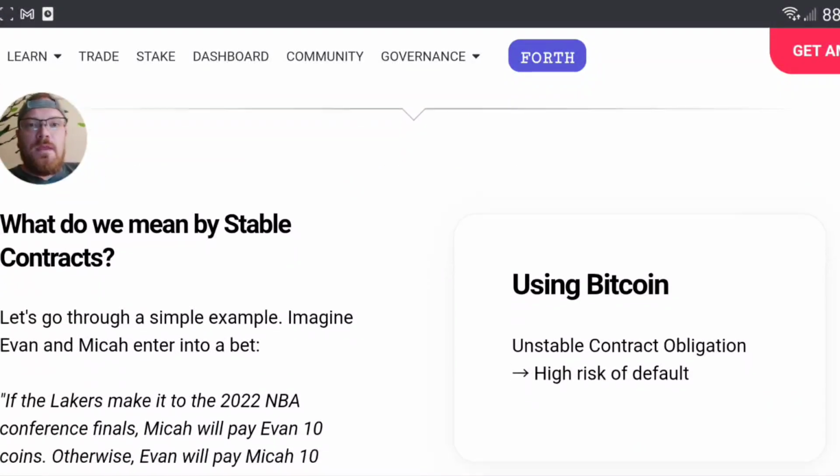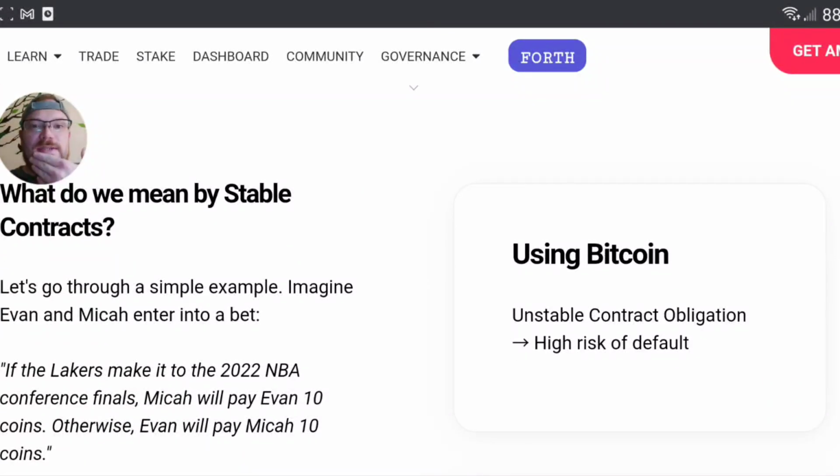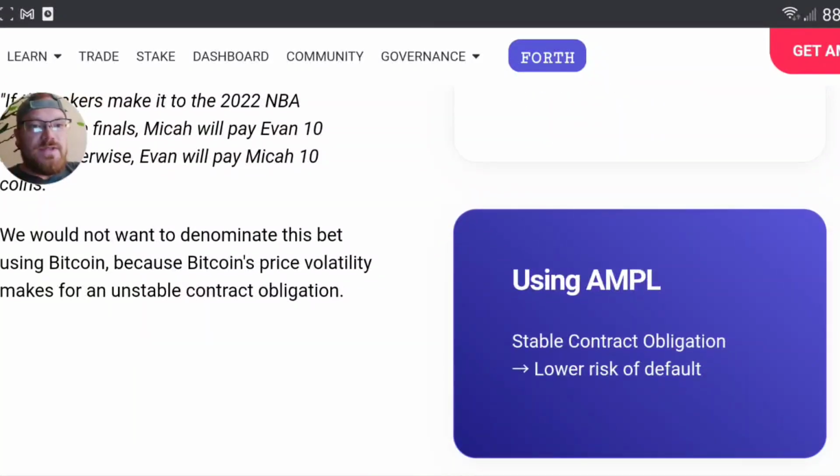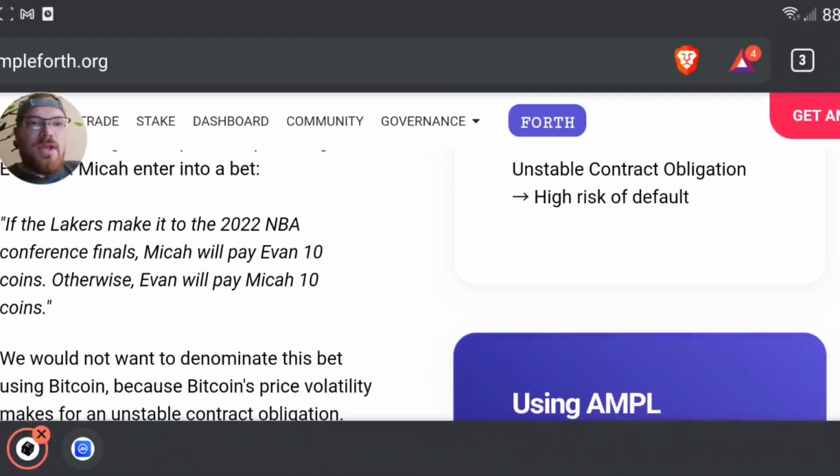Very interesting here. What do we mean by stable contracts? Let's go through a simple example. Okay, so let's take a look at their example here. Using Bitcoin, unstable contract obligation, high risk of default. Using Ampl, stable contract obligation, lower risk of default. So they give an example here.